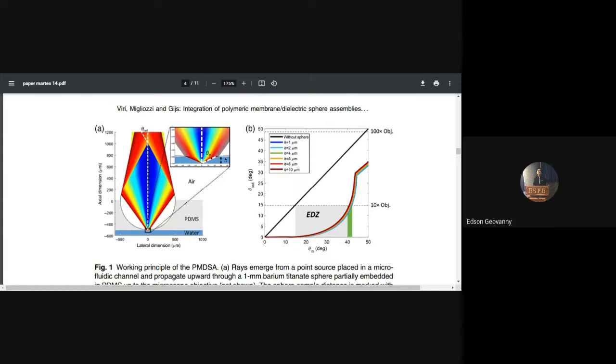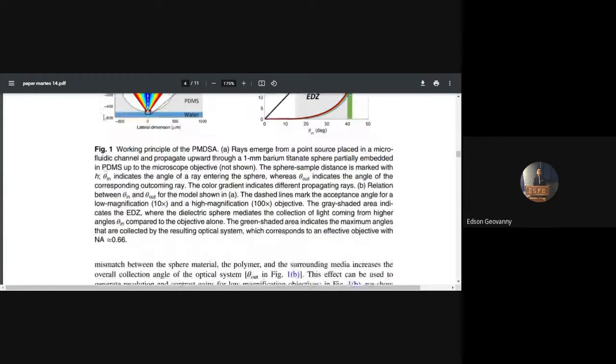Here is an enhanced detection zone for a 10x objective that approximates the pickup angle of a 100x objective with the same immersion.